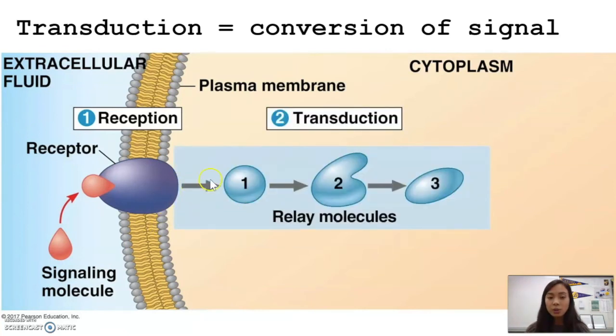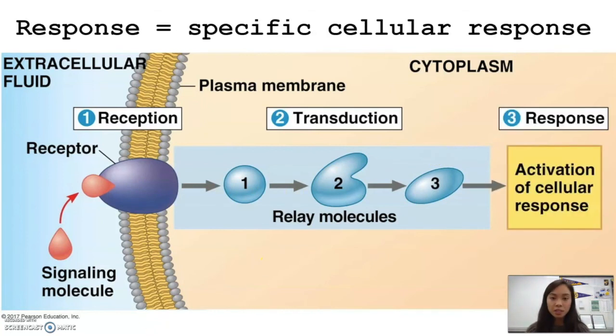As you can see, there are usually multiple steps before it gets to the final response in the cell. There are multiple relay molecules, multiple intermediates that play a role in the transduction, or the conversion, of the signal. This plays a big role in amplification of the signal as well, allowing the binding of only one signaling molecule to one receptor to lead to a really big response inside of the cell. And finally, of course, the whole purpose of a signal transduction pathway is a specific response from the cell. So we go from reception to transduction to response. And this can be a variety of responses.